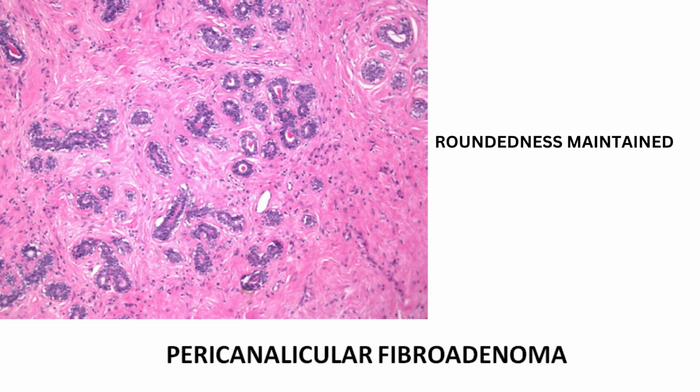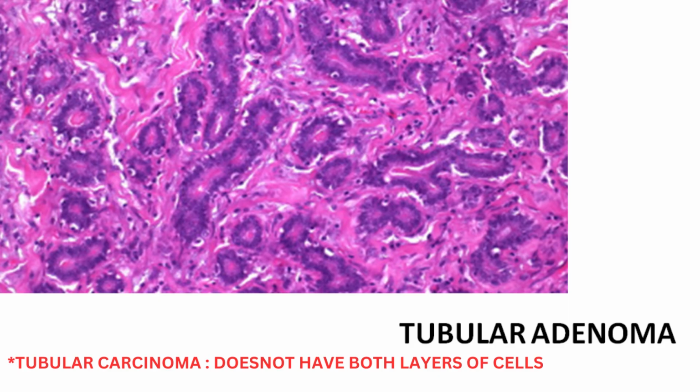But when it comes to the pericanalicular pattern, the glands maintain their round or oval profiles. Although there is no prognostic or clinical significance attached to whether it is a pericanalicular or intracanalicular pattern. Tubular adenoma is kind of related to fibroadenoma, but the main thing is it is comparatively seen in a younger age group.